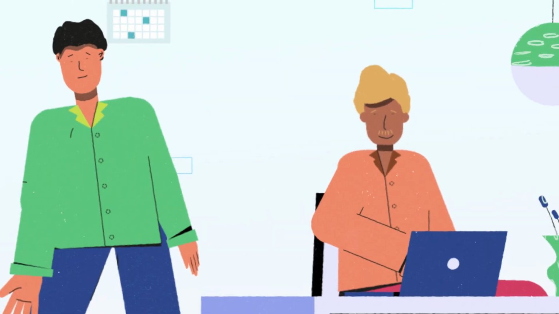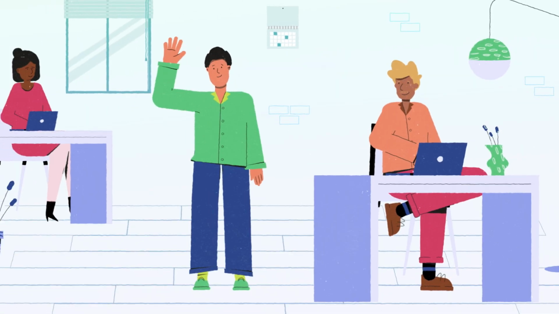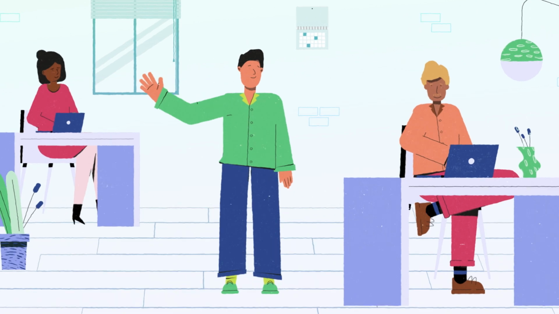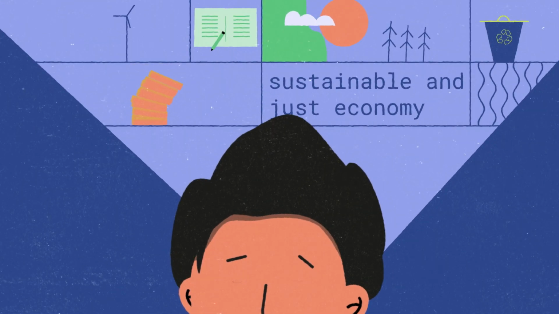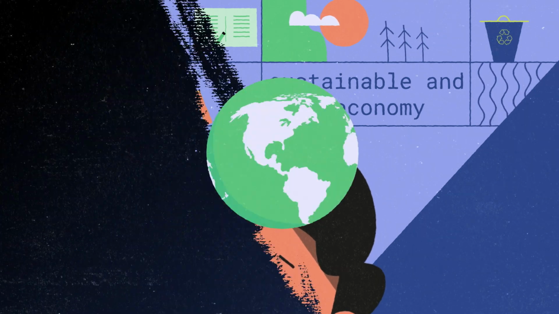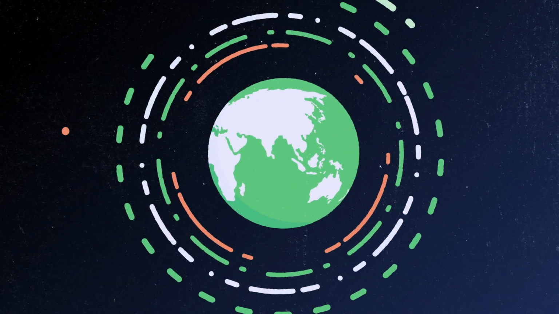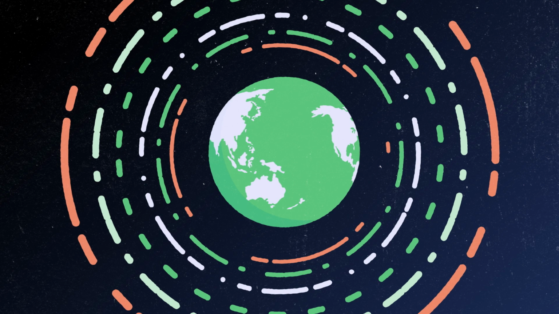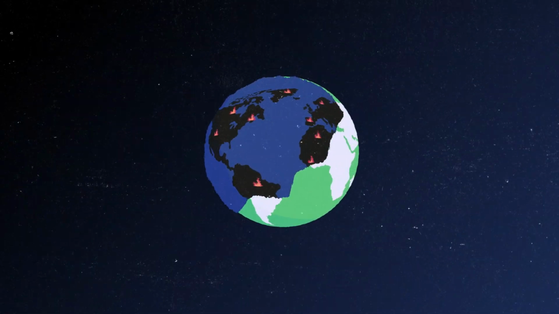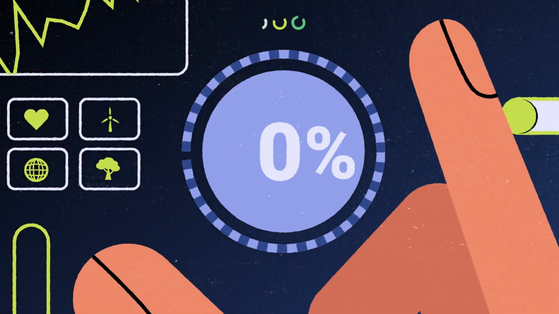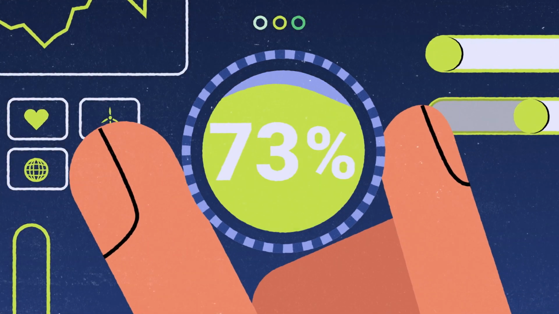Meet Jorge. He's a policy officer at the European Commission working on the European Green Deal. He's eager to see how policy decisions will affect the transition to a sustainable and just economy. He knows that climate change is one of six planetary boundaries that have already been crossed. Jorge recognizes these boundaries as crucial limits that mustn't be exceeded to ensure a healthy way of life for everyone.